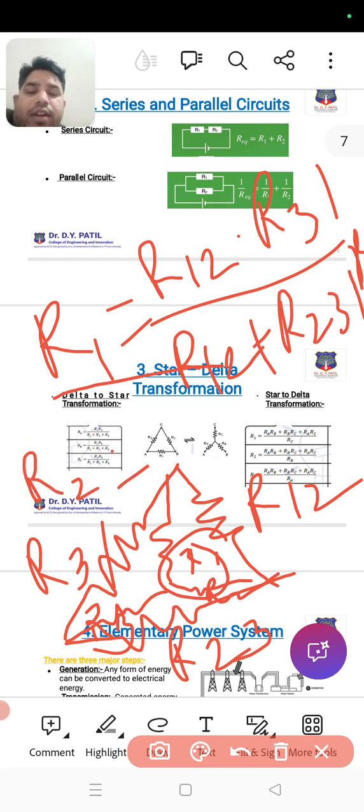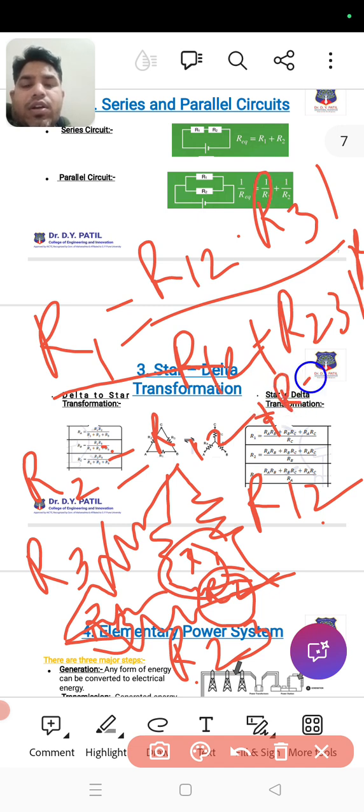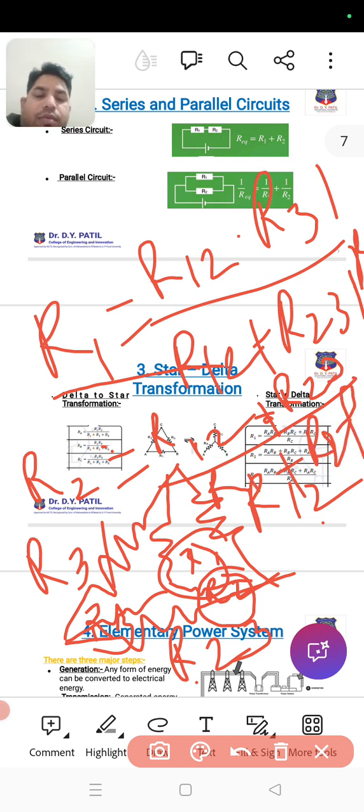what will be the adjacent? Which one is the adjacent for R2? The adjacent is R12 and R23. So R12 into R23 divided by R12 plus R23 plus R31.